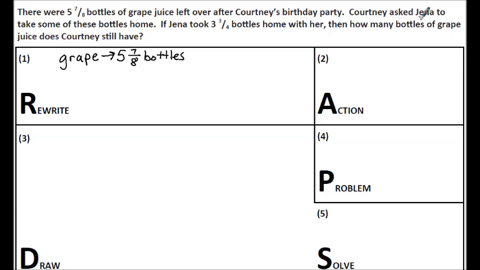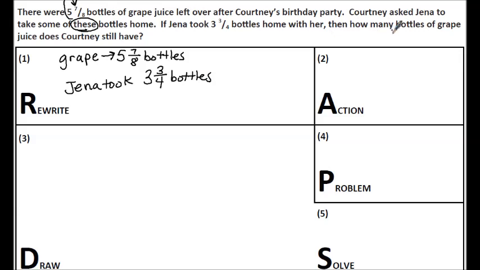Courtney asked Jenna to take some of these bottles home. So some of these, and these is referring to the grape juice. So there's 5 7/8 bottles of grape juice, and Jenna is taking some of those home with her. Jenna is going to take 3 3/4 bottles home.